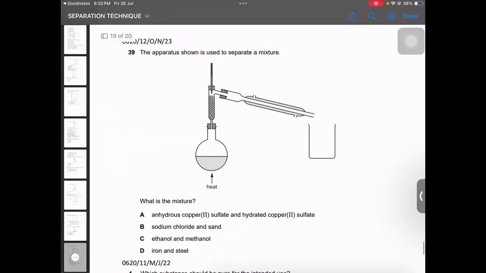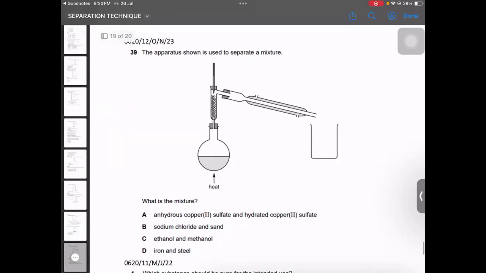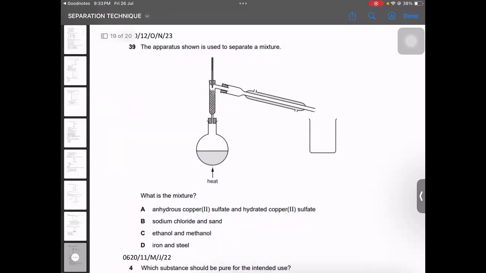Question 39. Yes, 39. Iman Azhar, can you tell me? Muhammad, please, is it A? Some people are saying B, some are saying A. Sir, I say A.